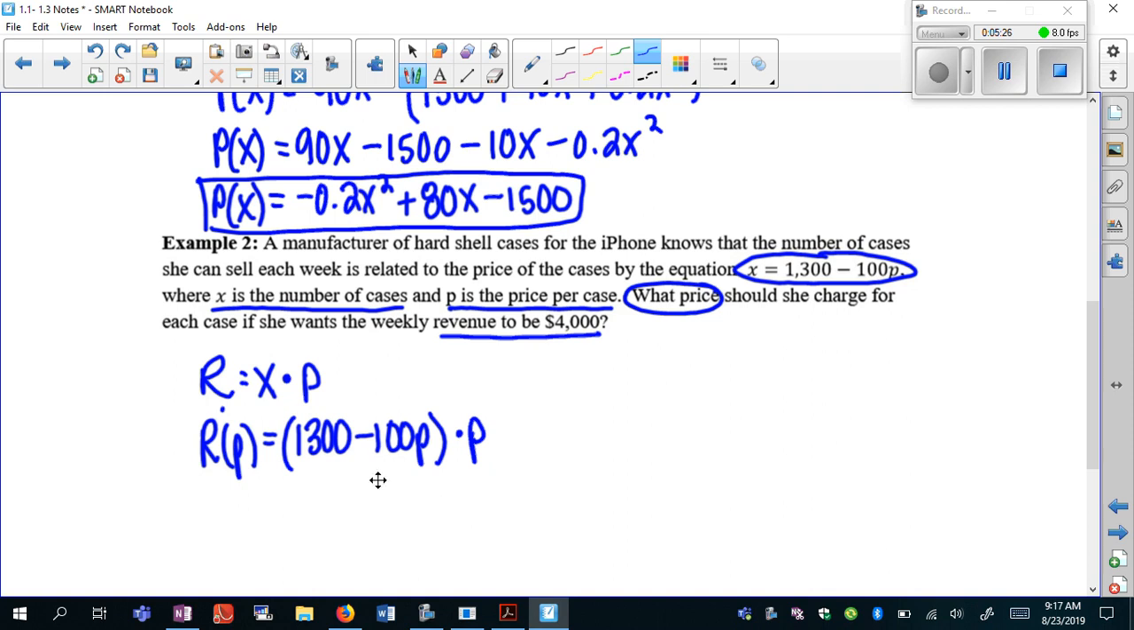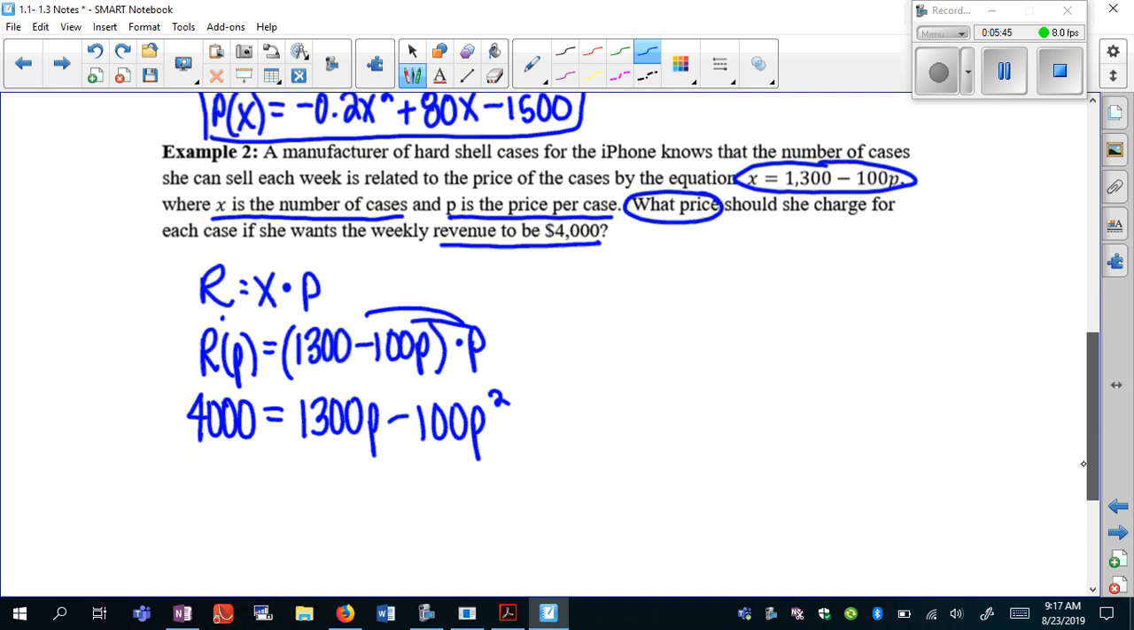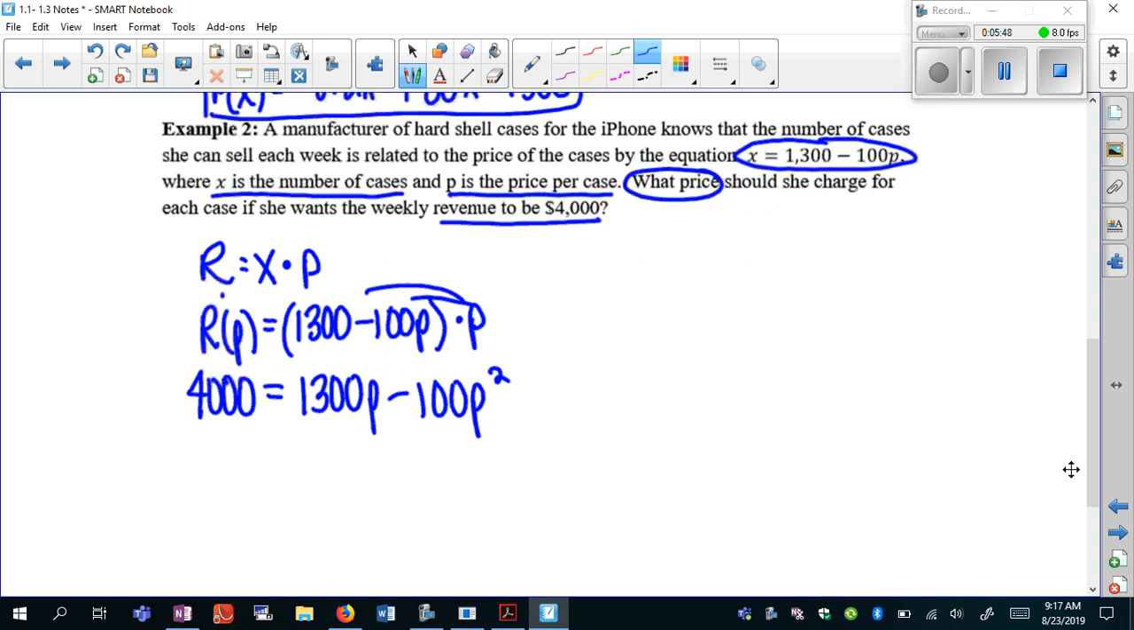So anyways, if I look at this, now I can plug in the revenue has to be 4,000. So if the revenue is 4,000, now I can go ahead and distribute this. So it'll be 1,300p minus 100p squared. And from there, we just have to solve for p because we're trying to solve for the price. So I recognize this as something that I'm going to have to factor because it has a p squared in it, which tells me that I want to get this equal to 0.